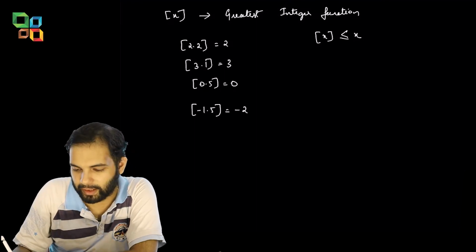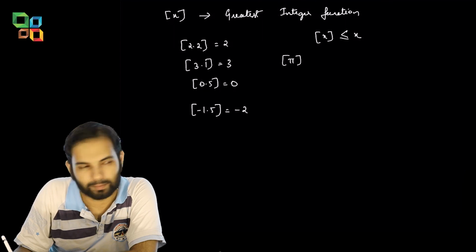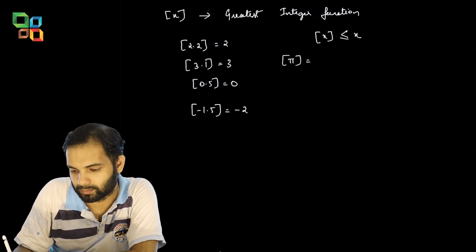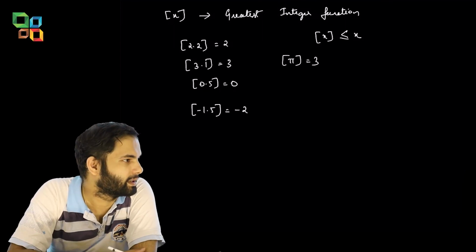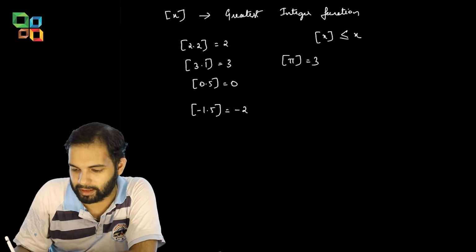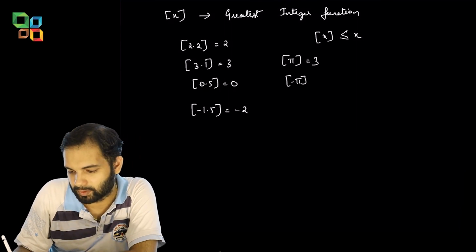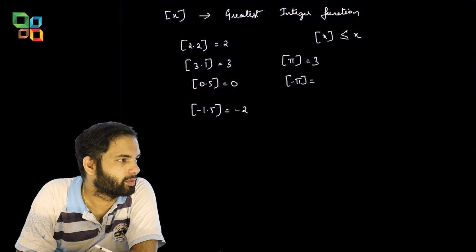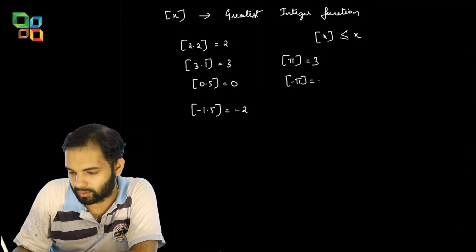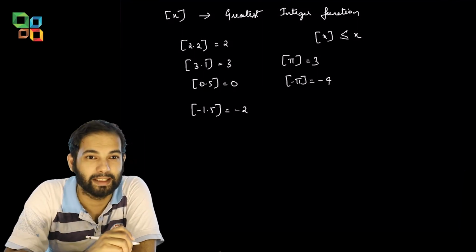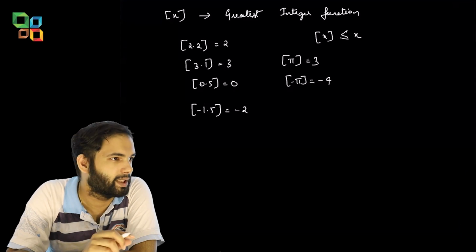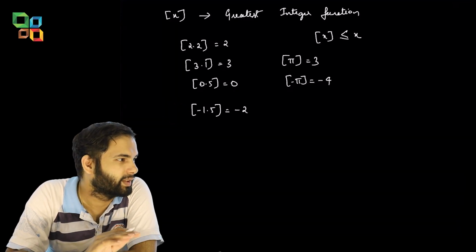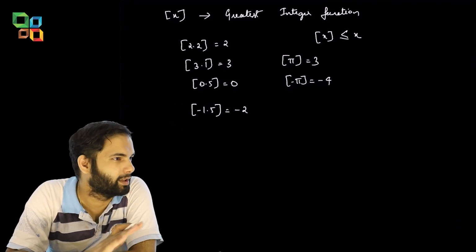So what about the integer part of pi? 3. Clear. What about the integer part of minus pi? Minus 4. Now is it clear? The function is simple, correct? Very, very simple. You have understood that for any number I give, you can find the integer part.